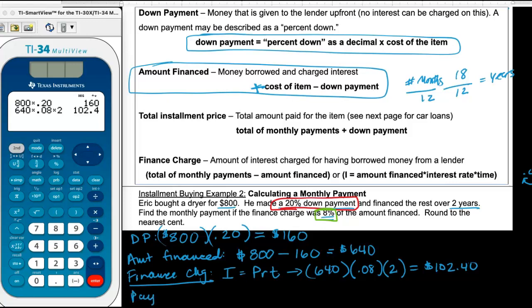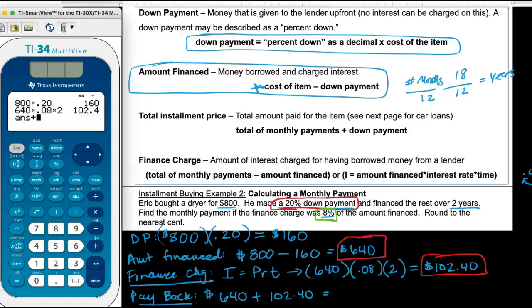And so now I need to figure out, well, what does the buyer need to pay back? So they have to pay back, well, there's two things. There's the $640, which is the amount that they're borrowing for the item, plus the interest charge or the finance charge of $102.40. So I'm going to add $640 plus $102.40 to find the total that this person needs to pay back. So I've already got $102.40 in my calculator. I can just add $640 to that, and that gives me a total of $742.40.